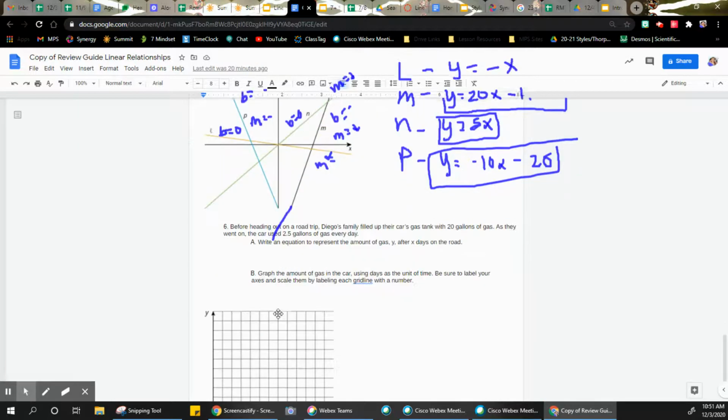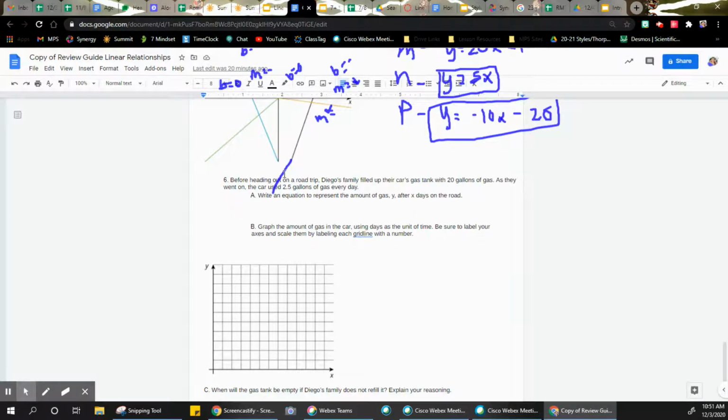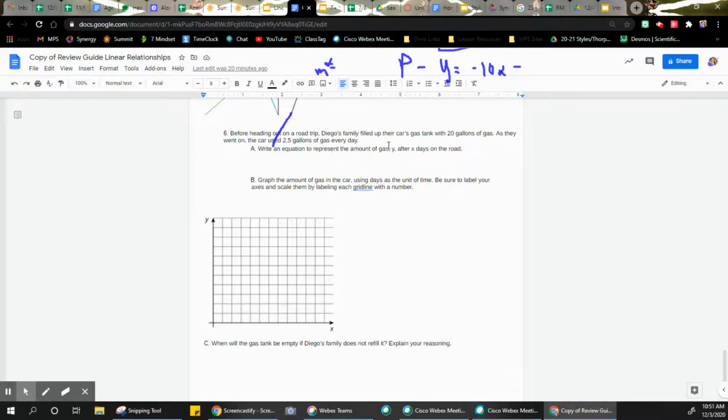All right, so we're going to go to the next question, and number 6 says, before heading out on a road trip, Diego's family filled up their car's tank with 20 gallons of gas. As they went on, the car used 2.5 gallons of gas every day. Write an equation for the amount of gas y after x days.